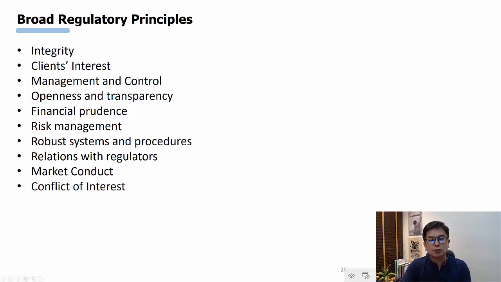Okay, so these are the broad regulatory principles that most regulators are using.